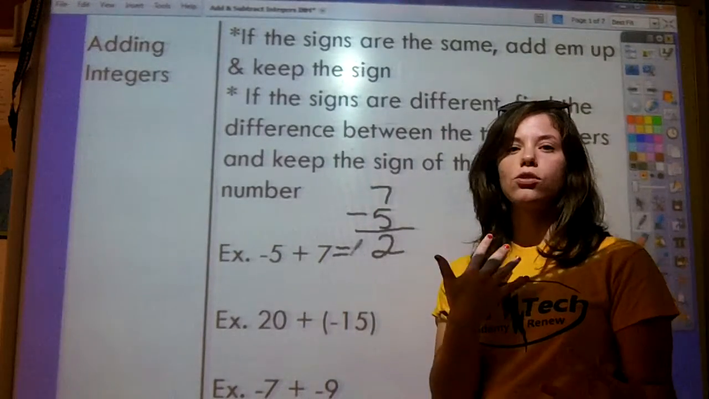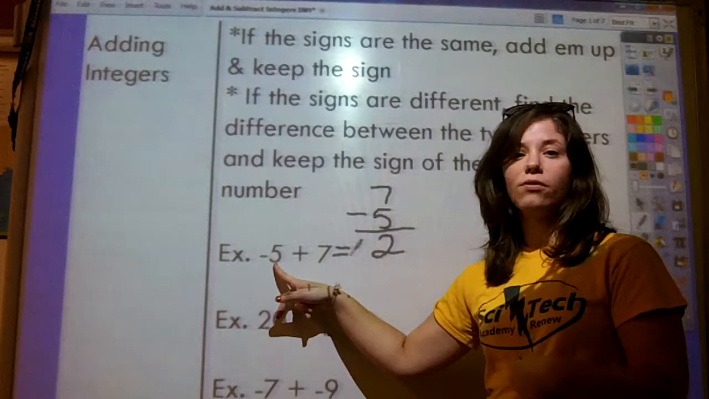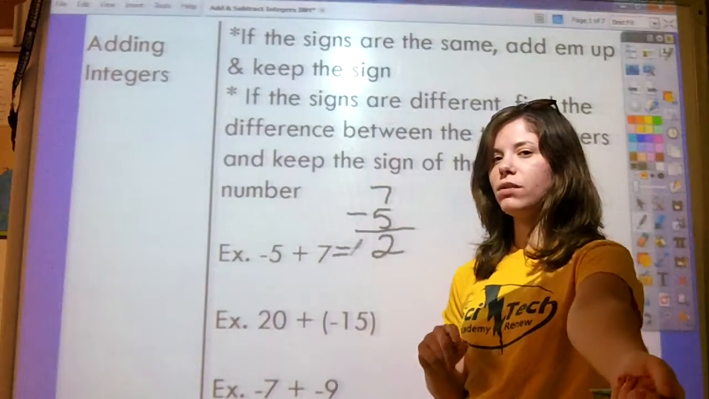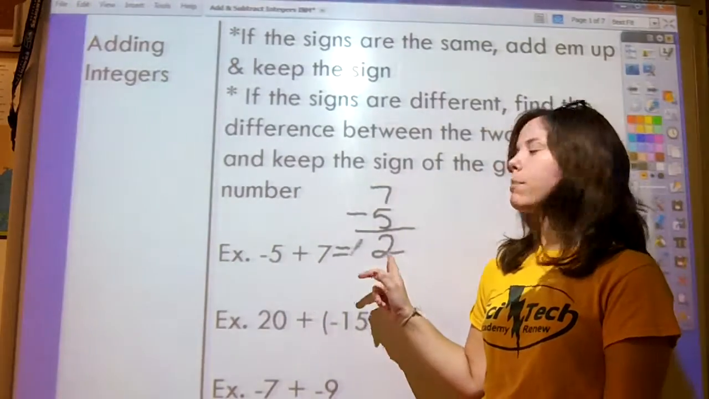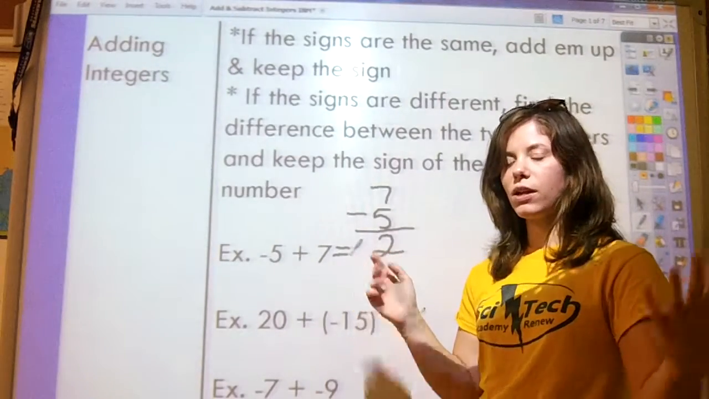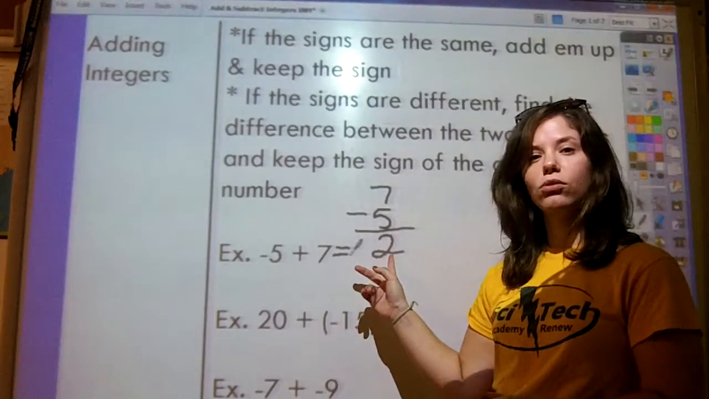If you think about this using real life terms, this is like saying you owe me $5, but let's say you pay me 7, you overpaid me by positive $2. If money you have is positive and money you owe is negative, then you overpaid me by $2.